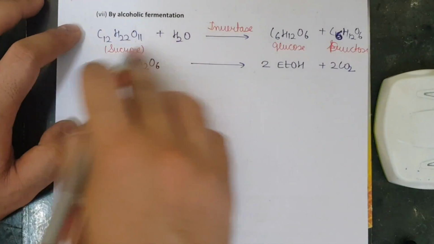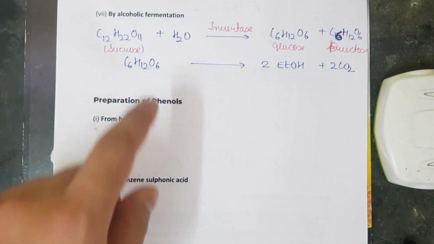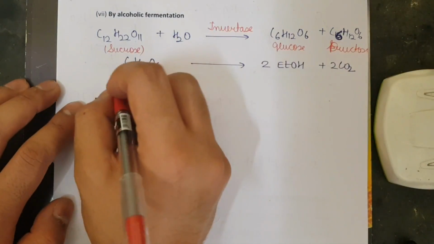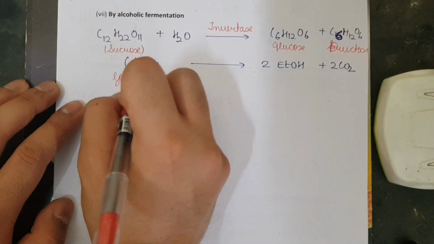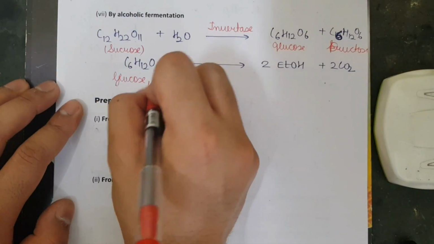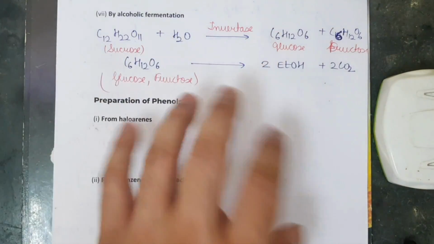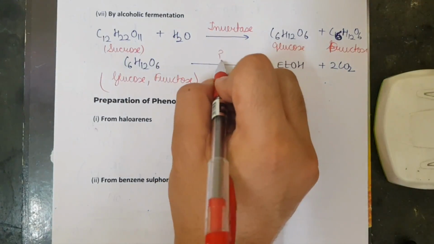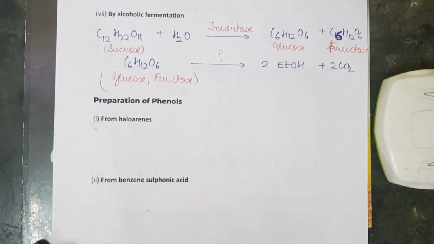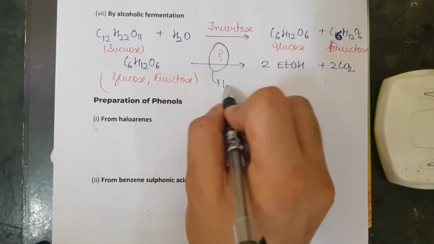Okay, so hydrolysis gives me these things. Now the second question is that now we have taken glucose and fructose which is present here. You can take any of these or both of these in the presence of an enzyme. Now my question to you is, mention in the comment section which enzyme is used here.